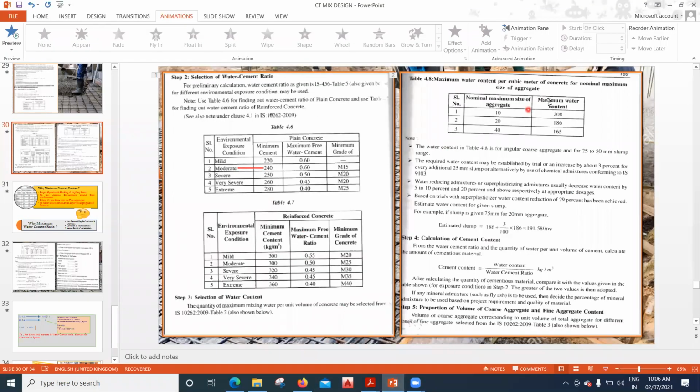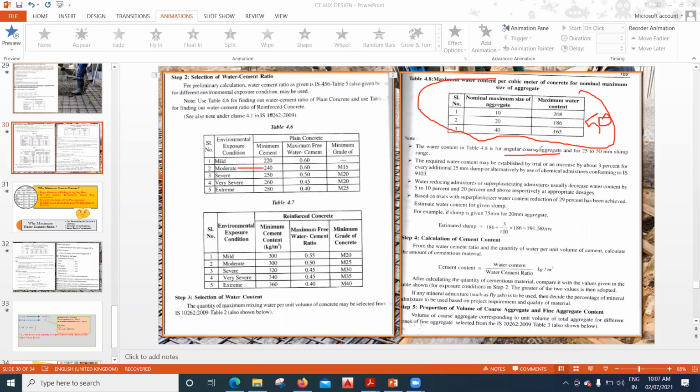I'll take you to that table. See, it's given here. We have 20 mm aggregate, and corresponding to 20 mm aggregate, the maximum water content I can use is 186, right? But this table they have prepared is for angular aggregate and for the slump value of 50 mm. That's it. This table is valid.